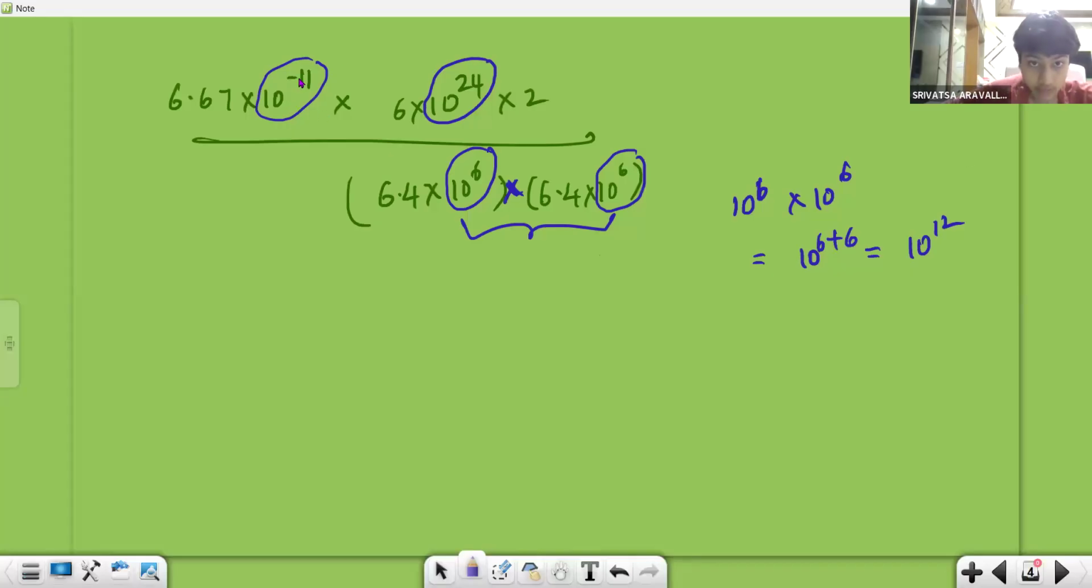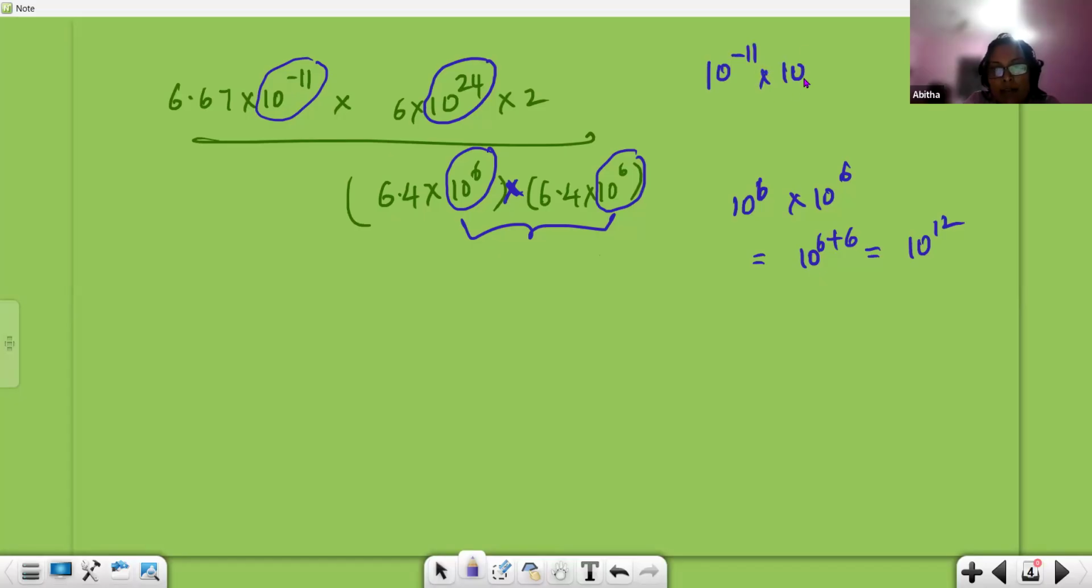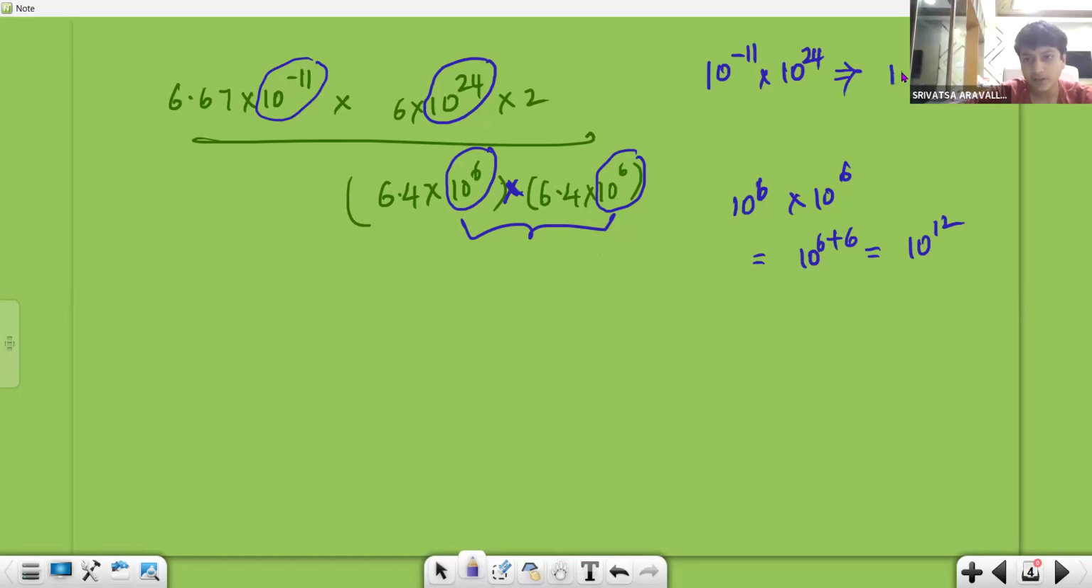Then what about the upper terms? We have 10 power minus 11 and 10 power 24. How do we have to do this? 10 to the power of minus 11 plus 24. Very good, it will be 10 to the power of 13. Perfect. Very good.